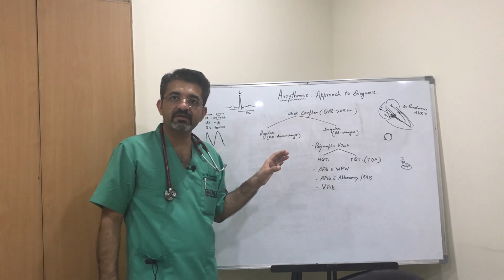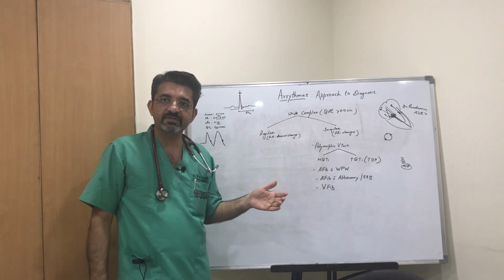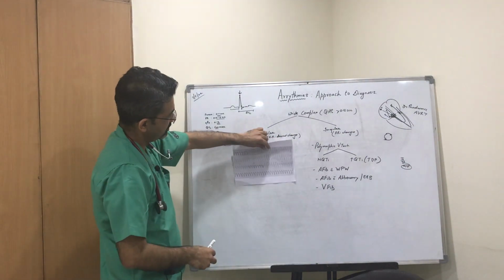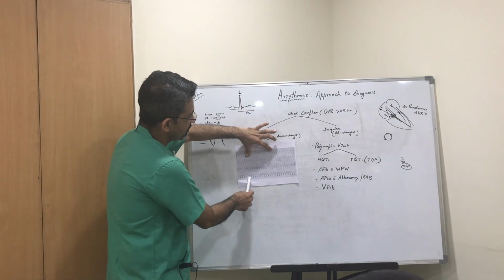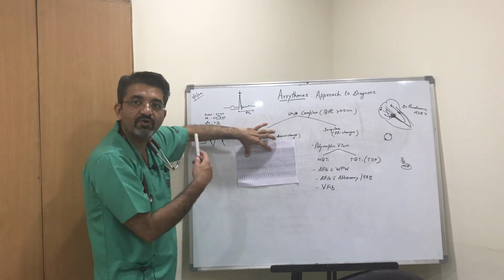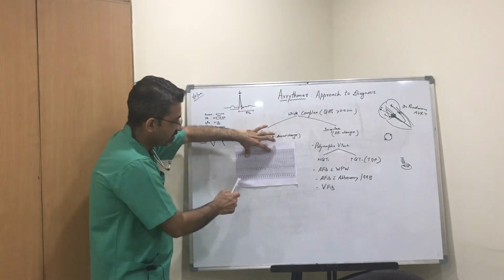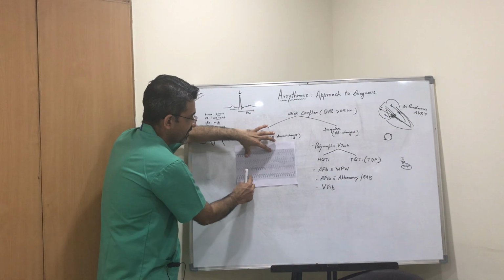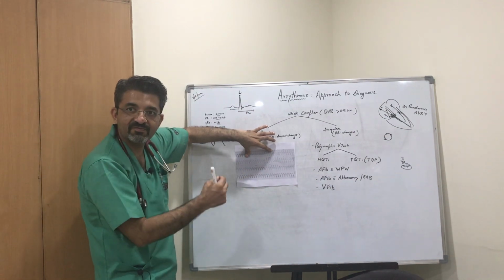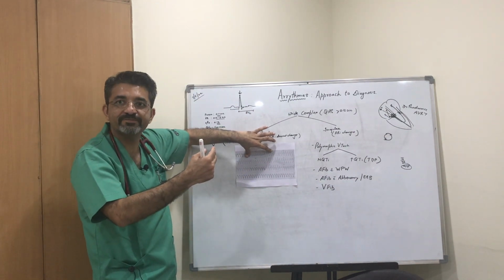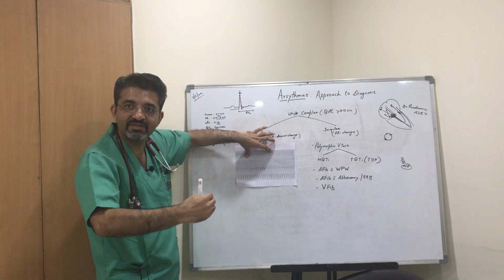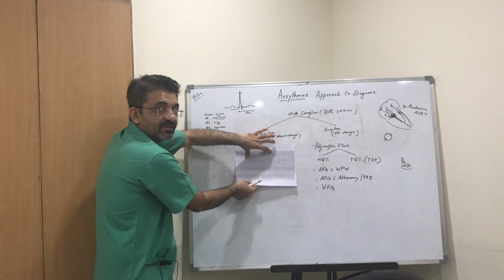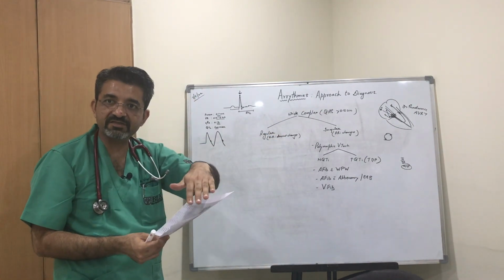Polymorphic means different morphologies. So, as in this case, we have normal, similar looking morphologies. In a polymorphic VTach, the morphology will change. Some will be taller, some will be shorter. Some will be more wide, some will be less wide, right? But they will be more than 0.14 second. So the morphology of this QRS will be changing in the ECG.